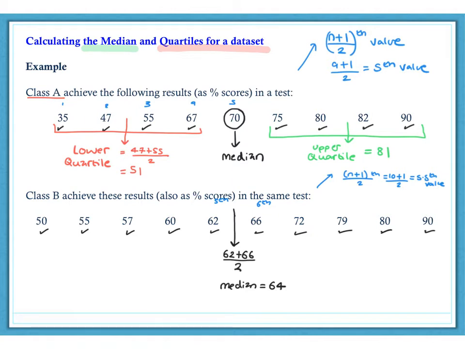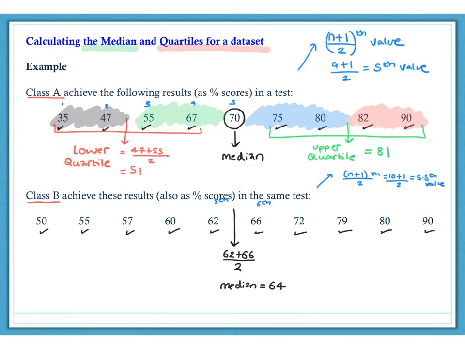So we can use this now to think of the data as 4 separate portions. We've got this portion of the data going up to the lower quartile. We've got this portion of the data between the lower quartile and the median. The next chunk of data between the median and the upper quartile, and then the last portion of data between the upper quartile and the end. So effectively, the data set is split into 4 chunks, each covering roughly 25%. Now let's do the same for class B.